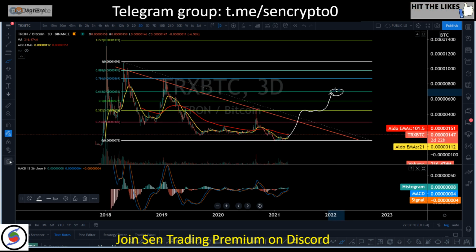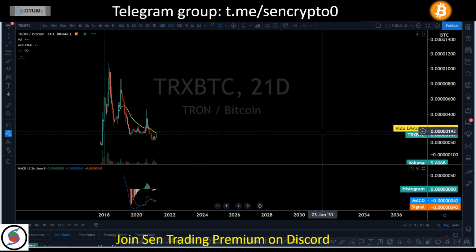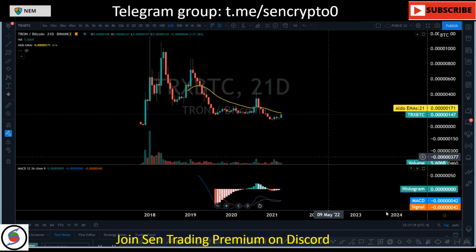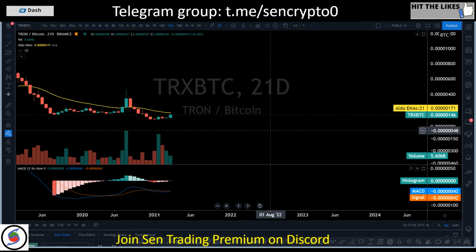Right now, let's take a look at Tron on the macro scale, on the 3-week cycle. If you take a look at it on a 3-week cycle, you might not be that bullish. Why might you not be that bullish? Because you're going to be like, okay, I'm not going to be that bullish.